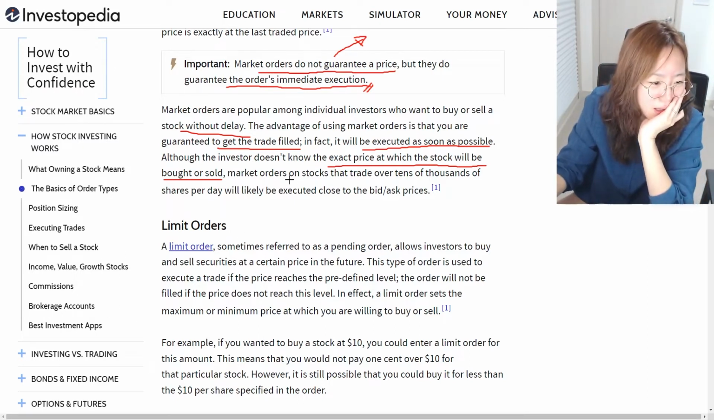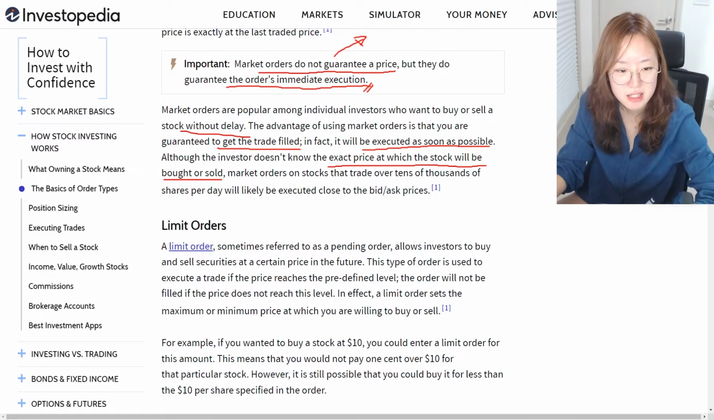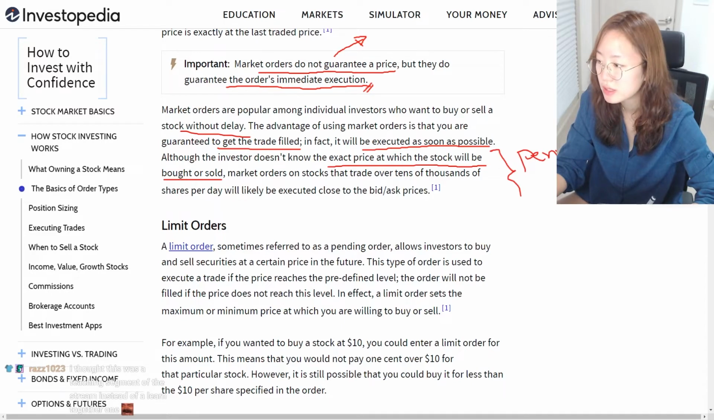Anyways, let's read. Okay. So this is good for penny stock, it seems, right?